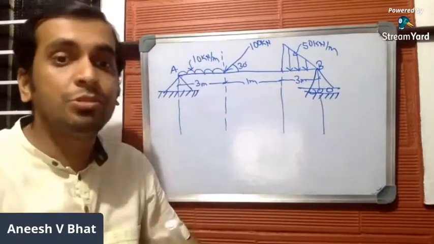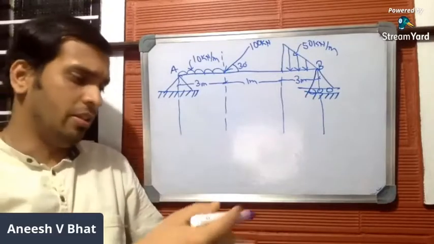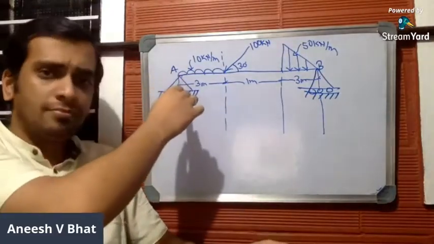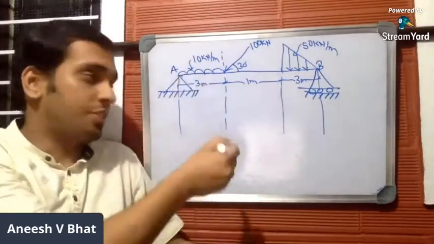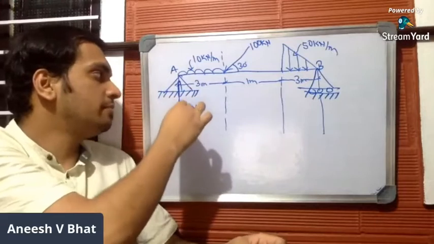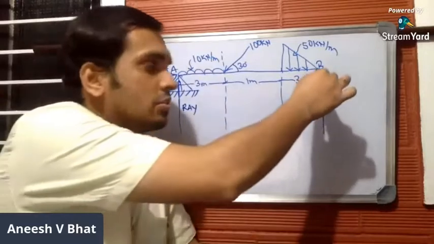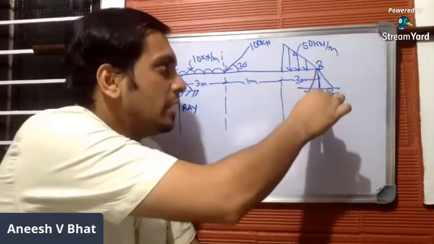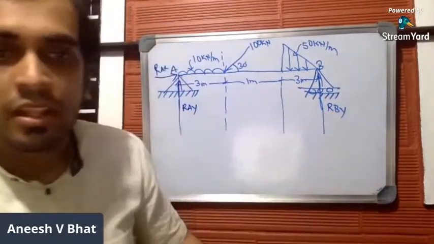Step number one is to identify the type of support and to draw the support reactions. So this is a hinge support. A hinge support will offer two reactions, one in y direction, RAY, and the other one in x direction, RAX. And this is a roller support, which offers only one reaction in y direction, which is RBY. Step number one is done.